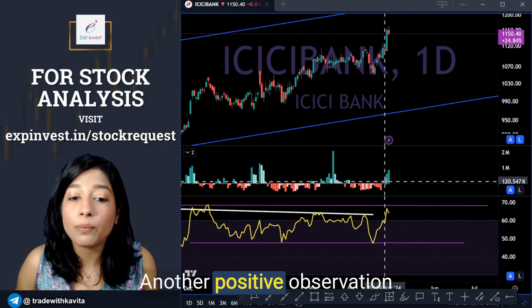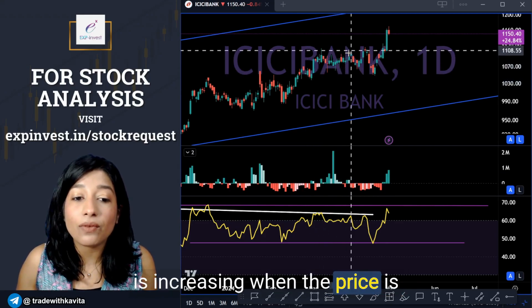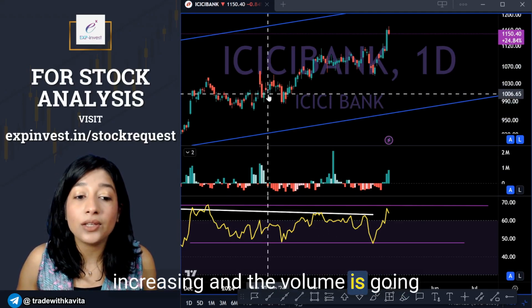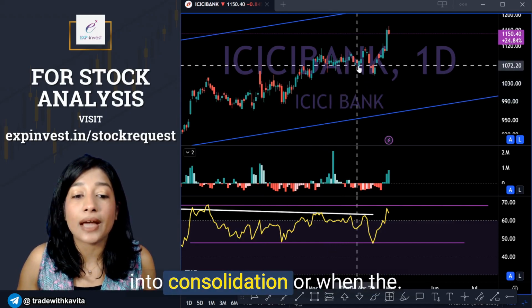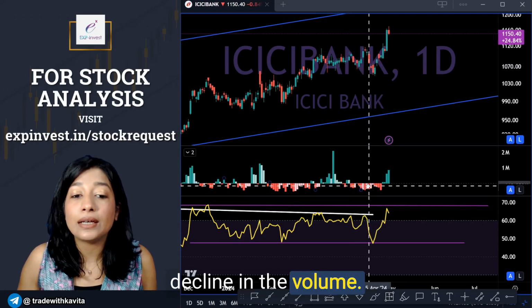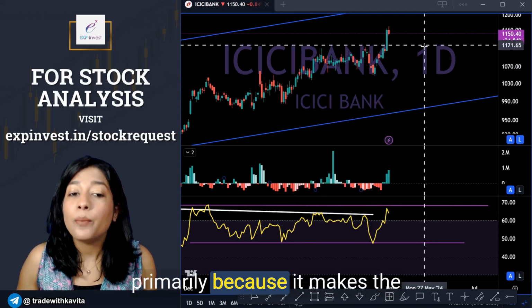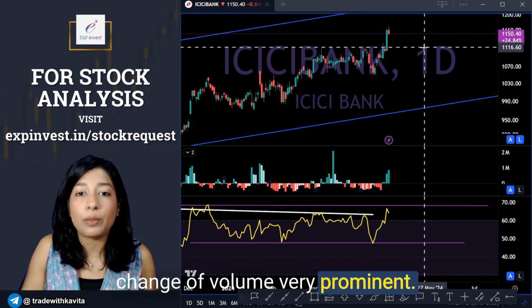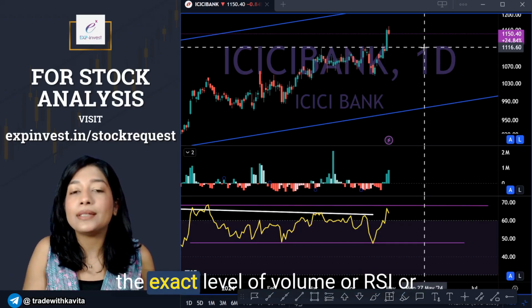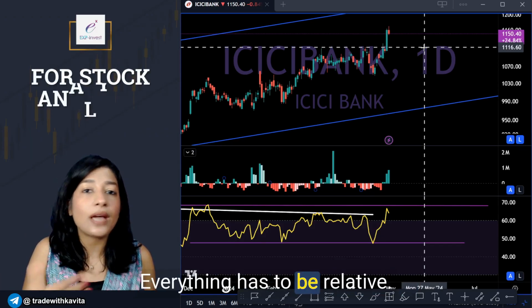Another positive observation on the chart is that the volume is increasing when the price is increasing, and the volume is going down when the price is either going into consolidation or when the price is declining. There is clearly a decline in the volume. I use the MACD based on volume primarily because it makes the change of volume very prominent. See, if you want to do analysis, the exact level of volume or RSI or even price doesn't mean anything. Everything has to be relative.